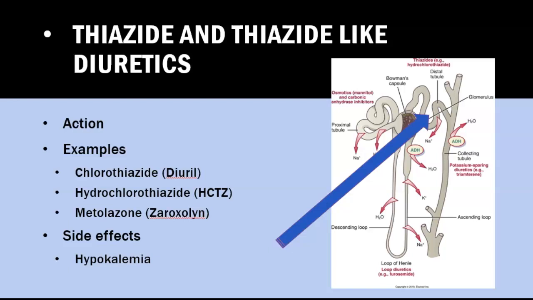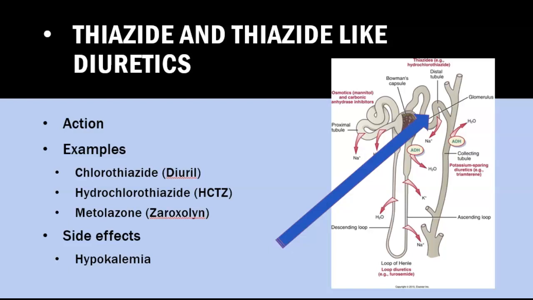Your side effects or adverse effects, the main one is going to be hypokalemia, and you need to watch this with your patients that take digoxin. Because if they have hypokalemia from the diuretic and they're also taking digoxin, this can throw them into digitalis toxicity. And we'll talk more about digitalis toxicity later on in this PowerPoint.